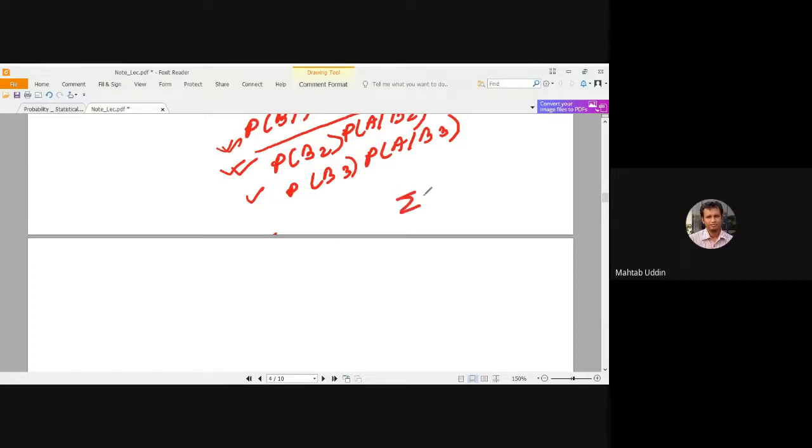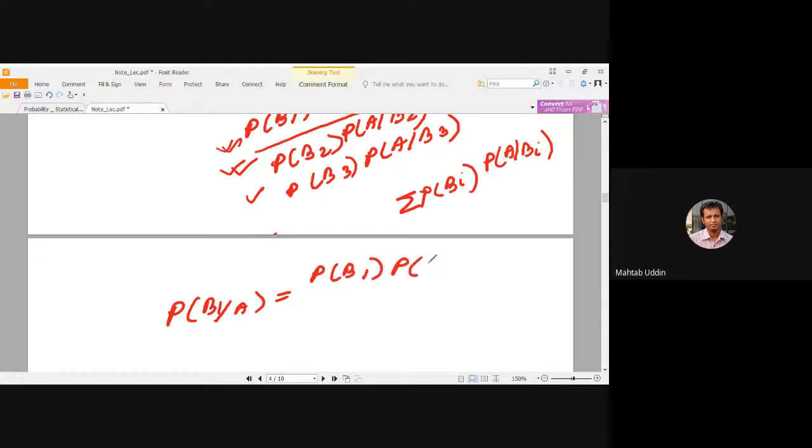This will be P of B1, P of A by B1. This is the total probability of breaking the glass. Now, what is the probability of breaking the glass by Asif? That is his own probability divided by the total probability. Am I right? Now, do you understand the basics of this theorem?